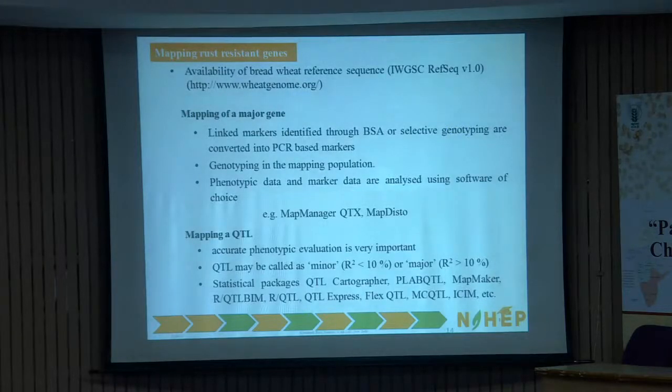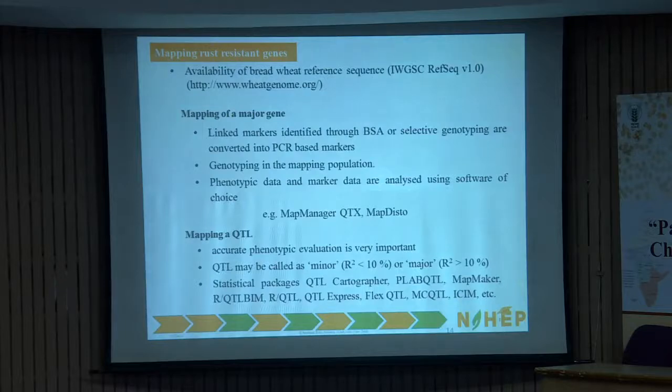So after knowing the location, like it is present on 7D, you know that the gene of your interest is present on 7D. So you have to map it. In breeding, what happens is identification, mapping, and introgression. If you stop at any place, it's useless. If you identify a gene and you do not go for mapping, it's useless.